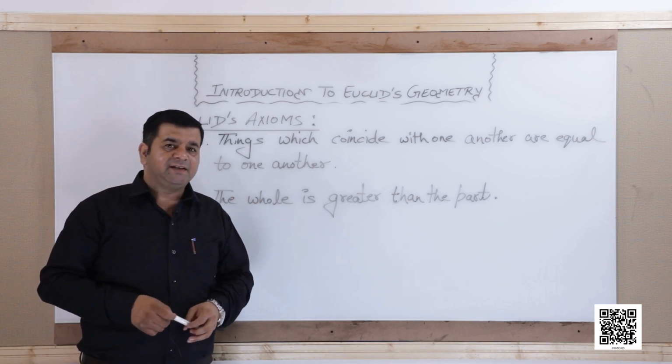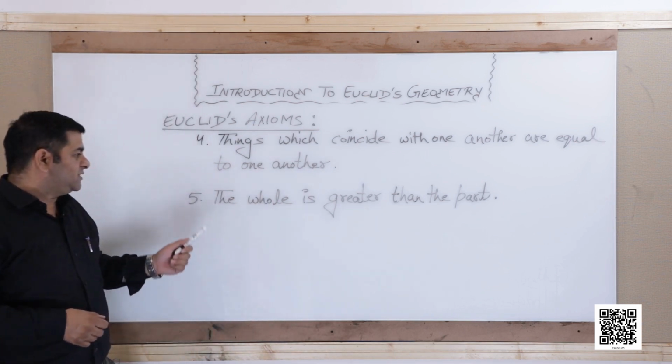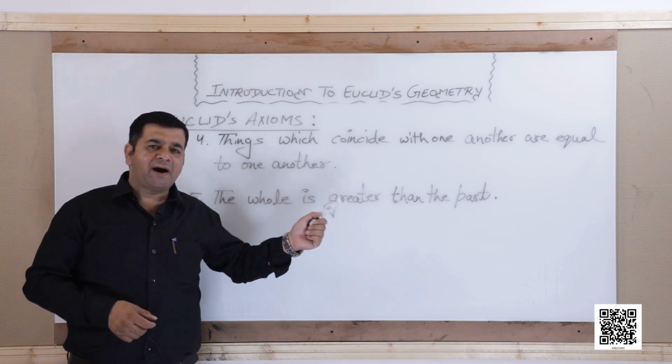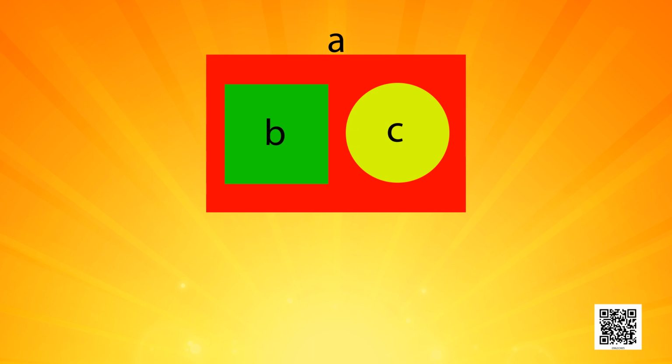Now let's see the fifth axiom, which says the whole is greater than the part. As you can see in the picture, A is a whole and B and C are its parts. So we can clearly see A is greater than B and also A is greater than C.